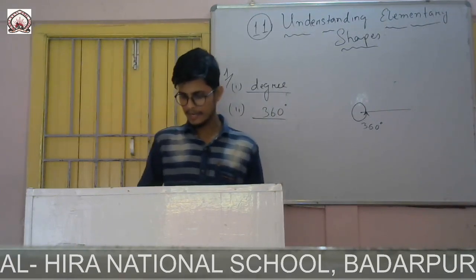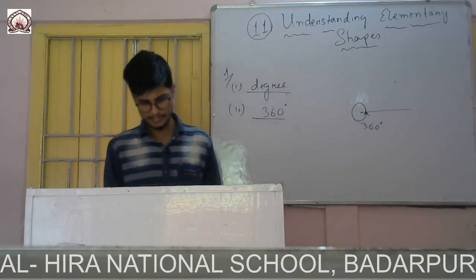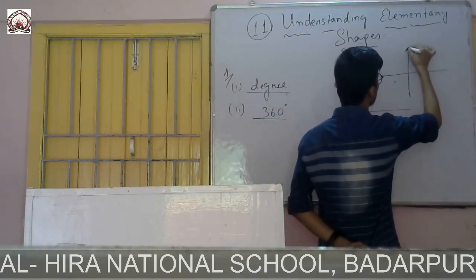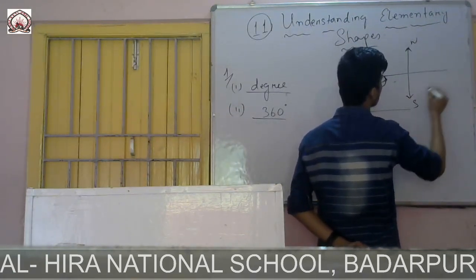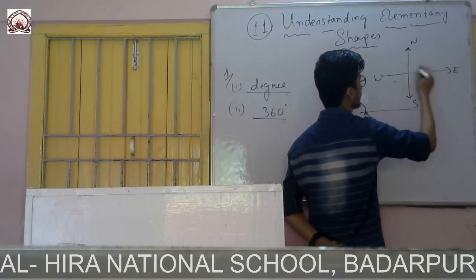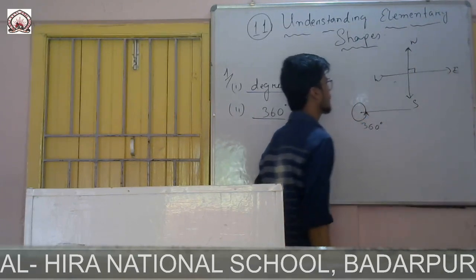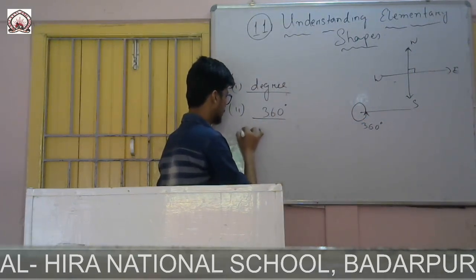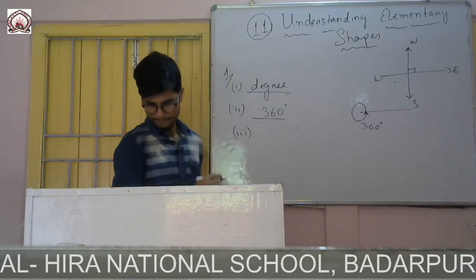Next one, the angle between the north direction and the east. So this one is north, south, east, west. The angle between north and east is 90 degrees. The angle between north and east is 90 degrees. So Roman number 3 answer is 90 degrees.